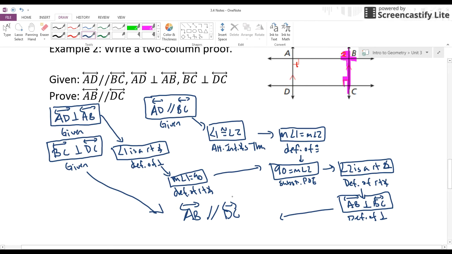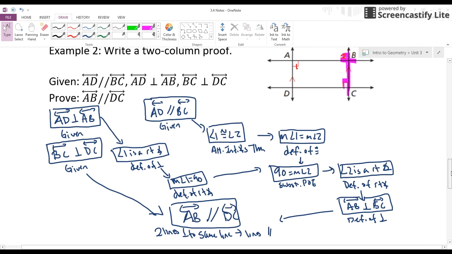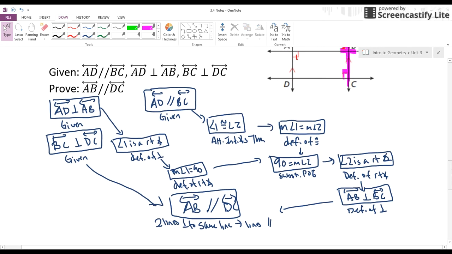And again, sadly, no real name for this theorem, so I've just been writing in shorthand. Two lines perpendicular to same line, lines parallel. So something like that to abbreviate the theorem. Okay, so that is it. You want to be able to use the theorems we just learned about on perpendicular lines.